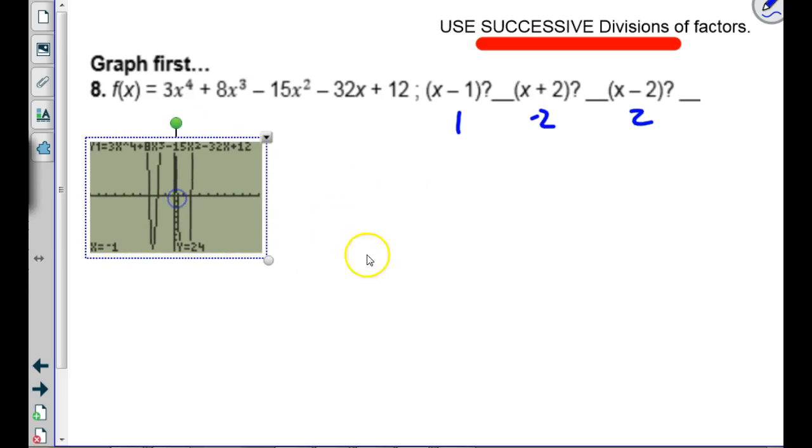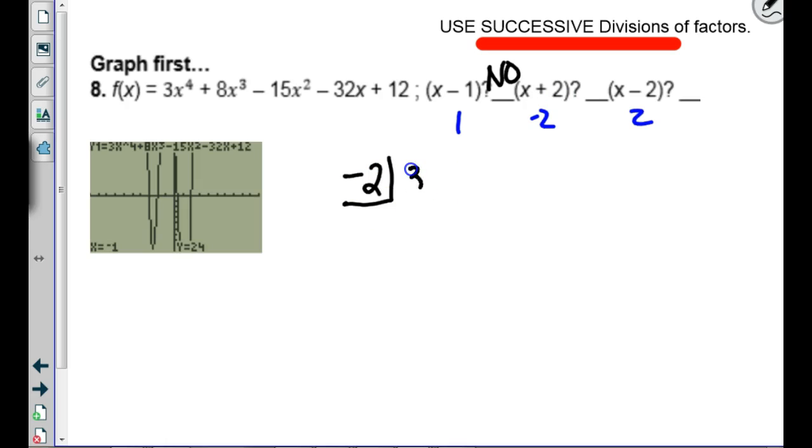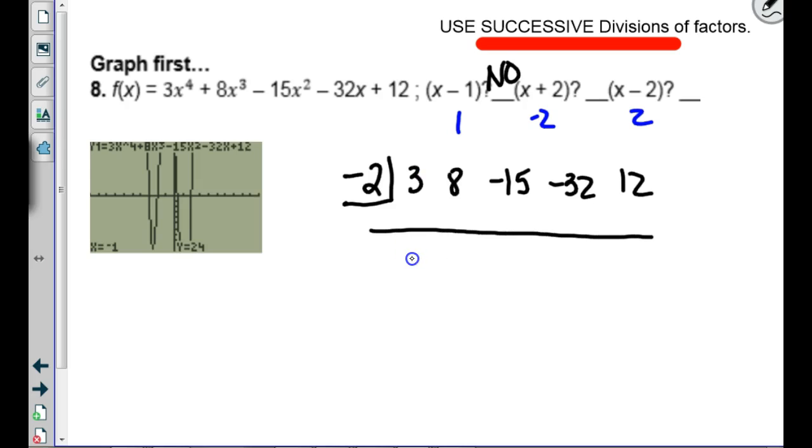So this one is going to be no. I could plug a 1 in to prove that it didn't work, or I could do the synthetic division, which doesn't sound very fun. But we did it on the graph and it didn't work. So now let's do negative 2. It was x plus 2 is the factor, but negative 2 is the 0. The coefficients are 3, 8, negative 15, negative 32, and 12. Try it out, see how you do.